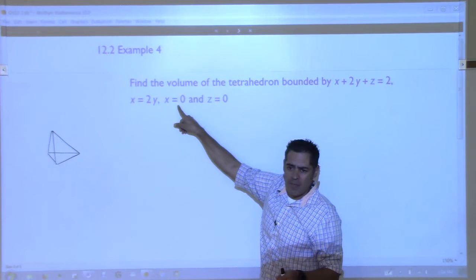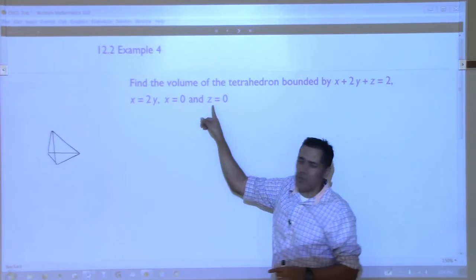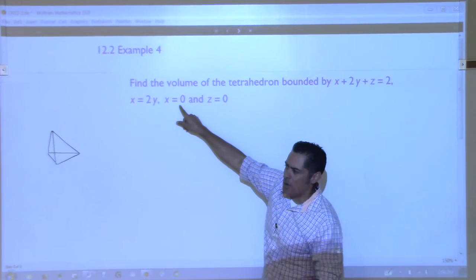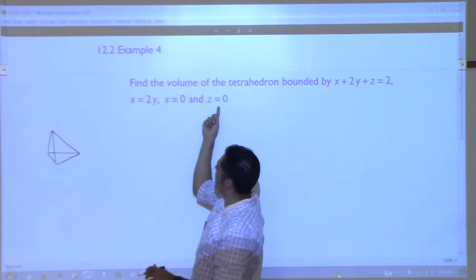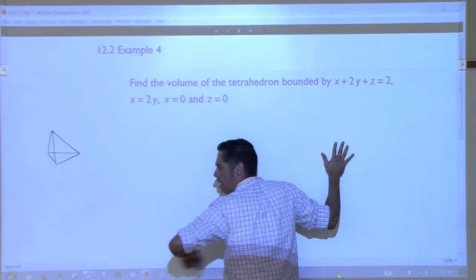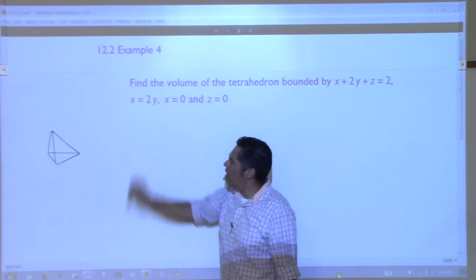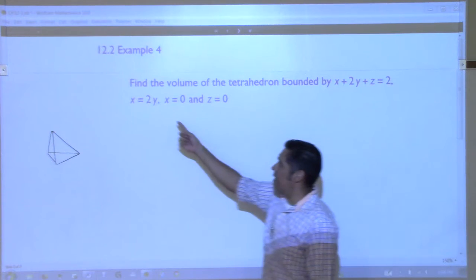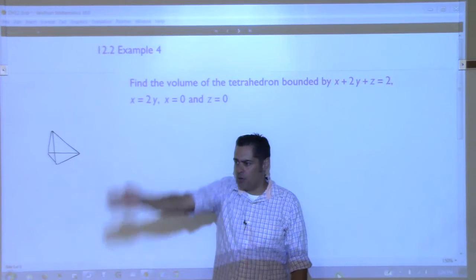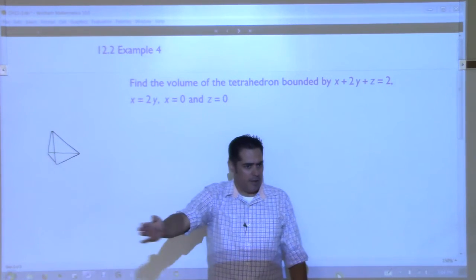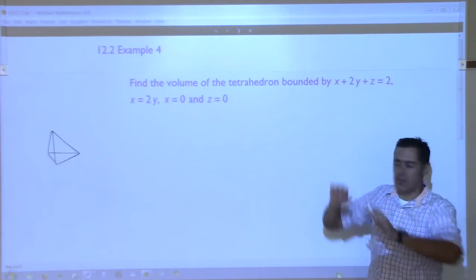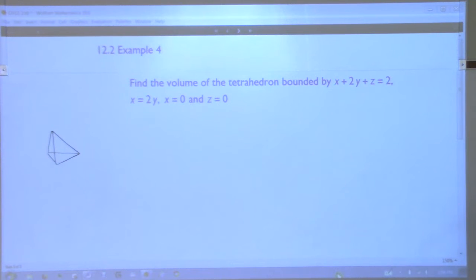X equals 0 is the YZ plane, and Z equals 0 is the XY plane. So this is like the ground, right? This is like one of the walls here in the room. Actually, Z equals 0 is the ground. X is 0 is this wall. That's the YZ plane. And then we have some other plane that does not have Z in it. So Z is a free variable. So that means that we have a plane that's like vertical, but it's got some sort of tilt to it, right? And then we have this one, which is truly like a plane that's tilted in 3-dimensional space. So we're trying to find the volume of it.